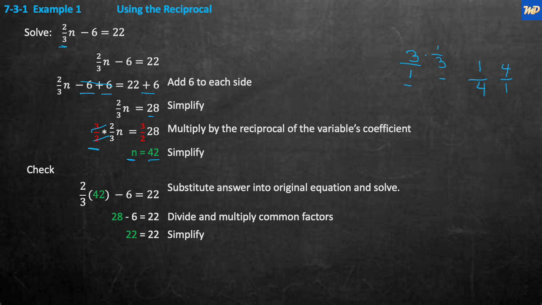So n equals 42. If we want to do a check on it, we're going to replace n in the equation right up here with the 42. So 2/3 times 42 minus 6 equals 22. When we take care of this multiplication and division, we get 28 minus 6 equals 22. If you take 28 and subtract 6, you get 22. So 22 equals 22 is correct. It worked.